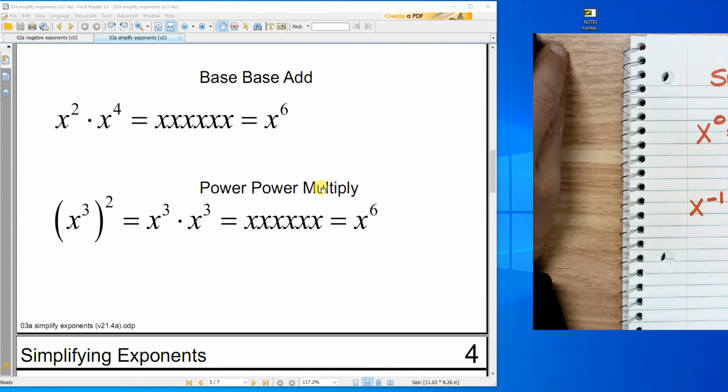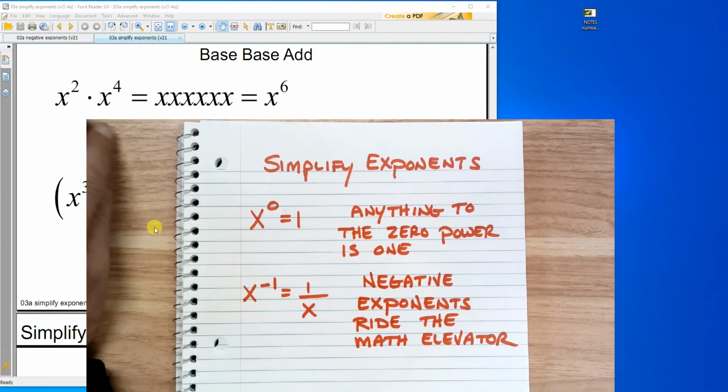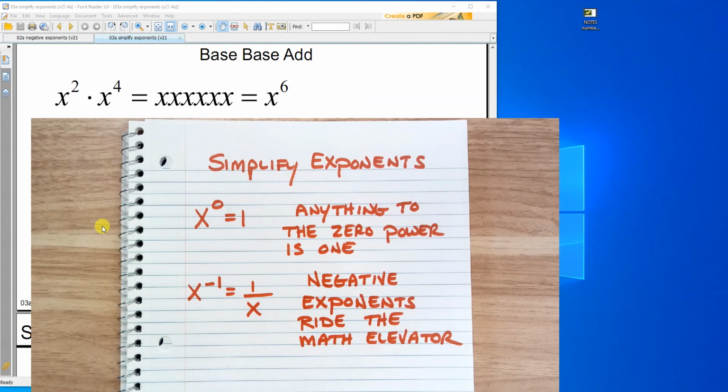We're going to add a couple of things. Actually, I think 3 or 4. Base, base, add.